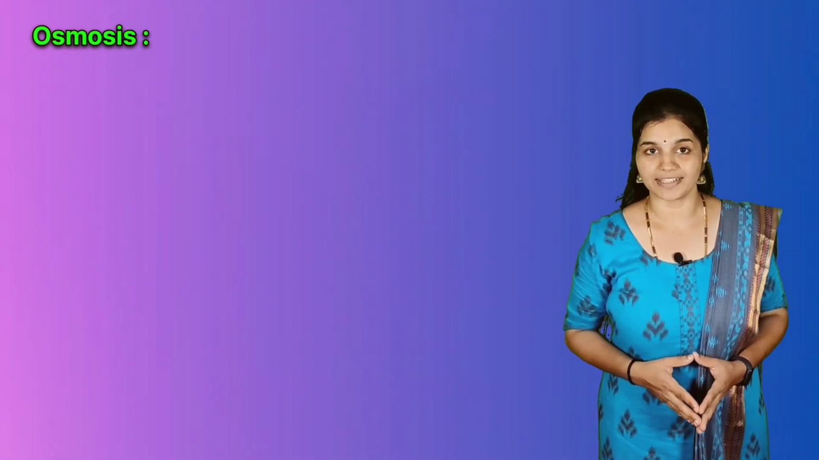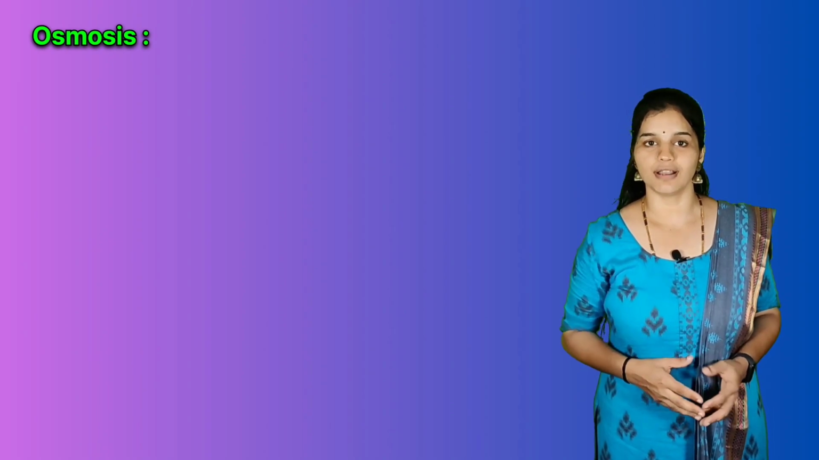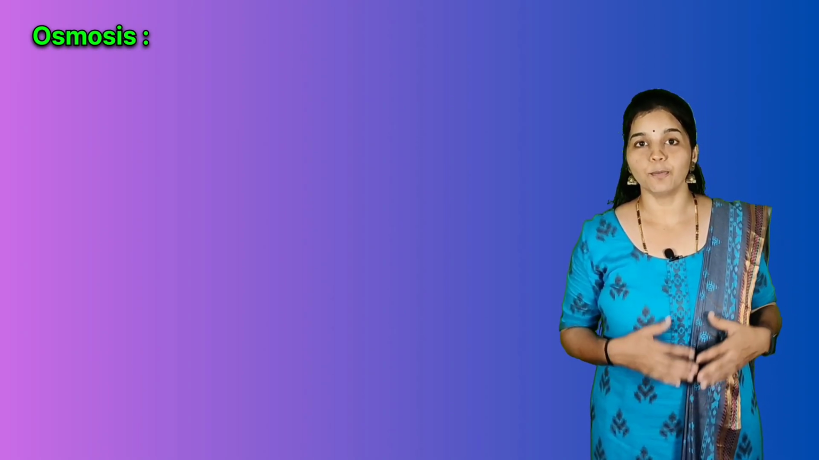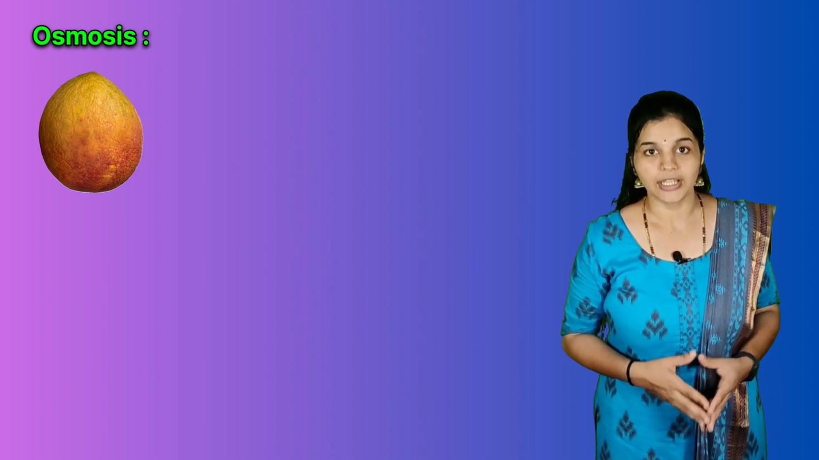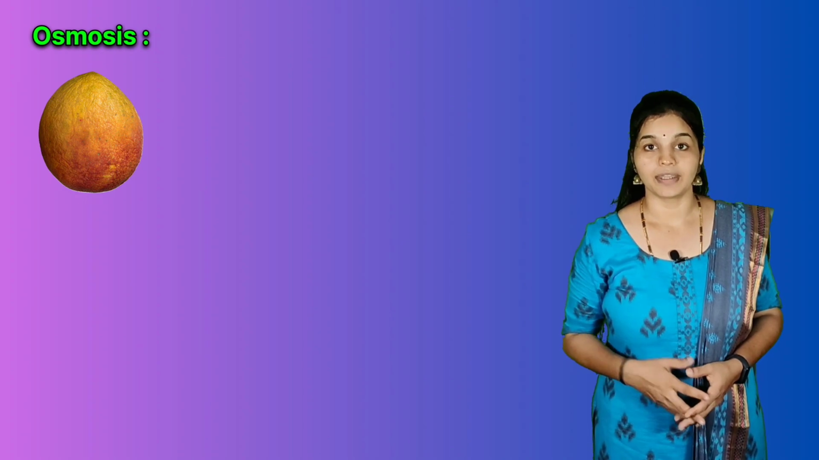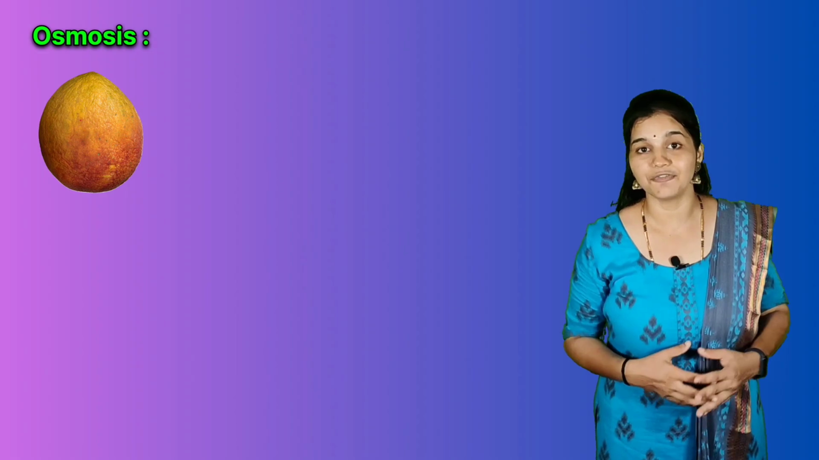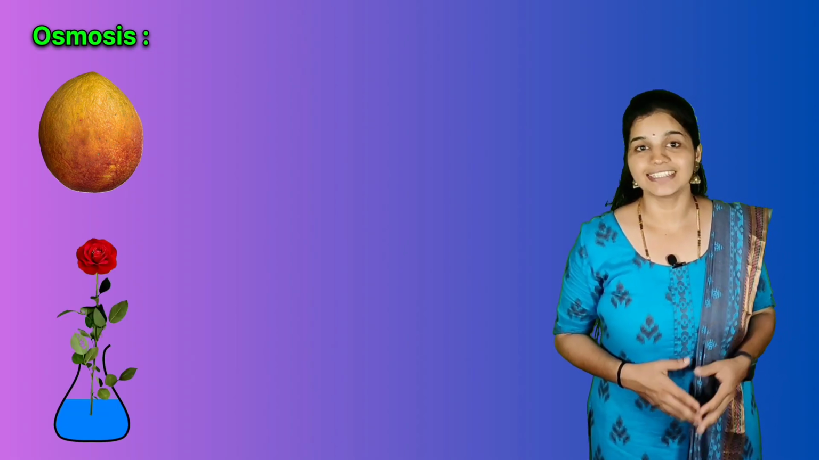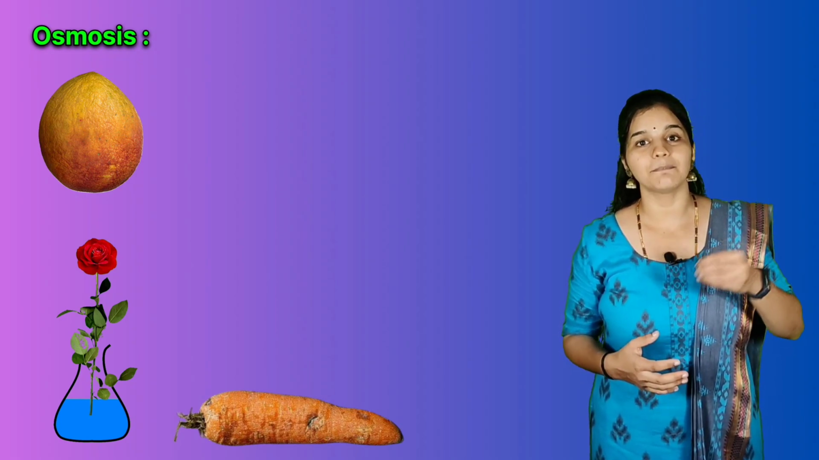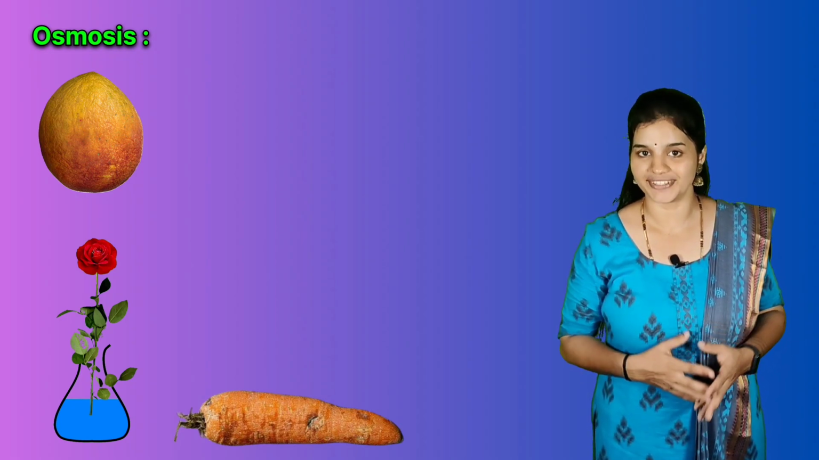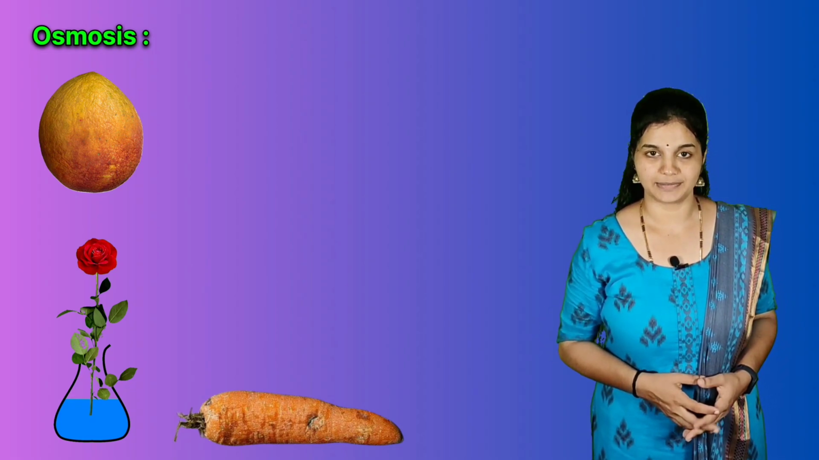The natural phenomena which I spoke when I began this topic can be explained based on osmosis. A raw mango placed in concentrated salt solution loses water via osmosis to shrivel into pickle. Wilted flowers get back the water when placed in fresh water. A carrot that has become limp because of water loss into the atmosphere, we can place it in water to make it firm once again. Water will move into the carrot through osmosis.